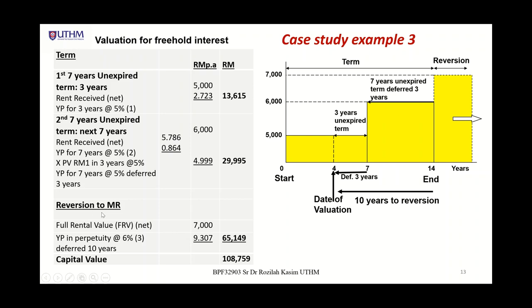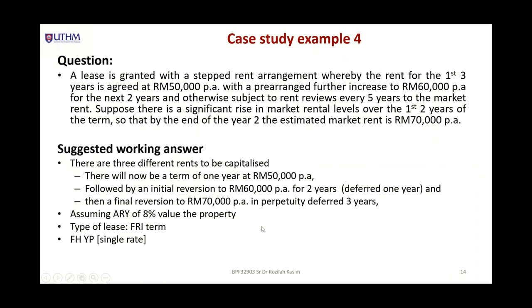So the reversionary value to market rent is about 65,000. So the total of the freehold interest is the sum of the value of the term and the value of the reversionary, which is about 108,000. Okay, we go to the case study example.